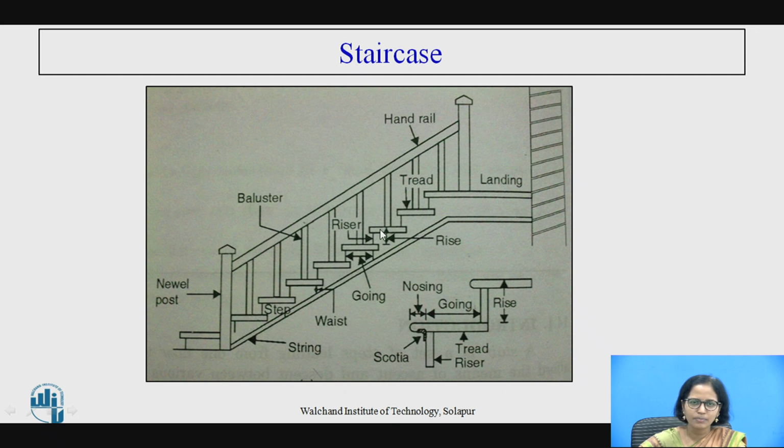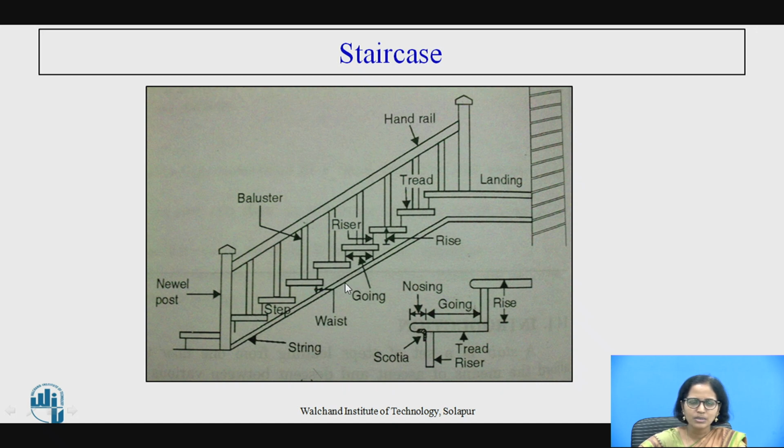Next is the rise, that is the vertical distance between two successive treads. Next, the going is the horizontal distance between two successive risers. When a step consists of a tread and a riser, that means a step is complete. A series of steps together is nothing but the stair.